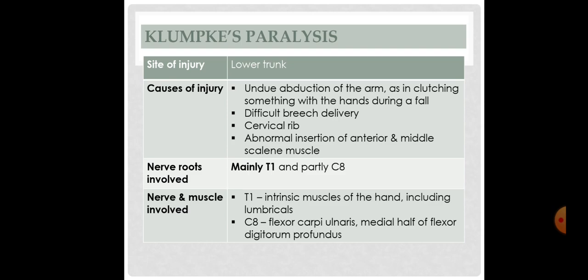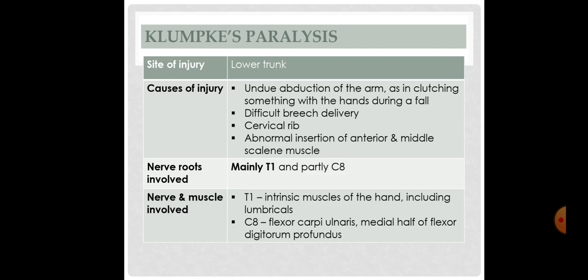And C8 nerve root supplies two flexor muscles of the forearm. One is flexor carpi ulnaris and another is medial half of flexor digitorum profundus. So, we know that there are 5 superficial flexors and 3 deep flexors present in the forearm. So, two muscles are mainly involved due to involvement of the C8 nerve root.